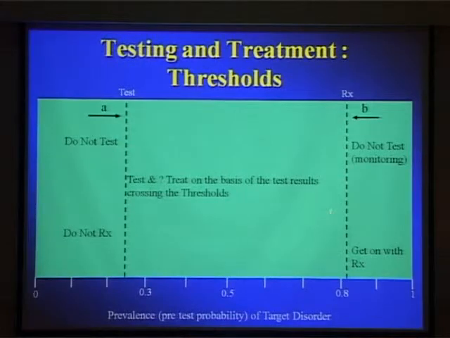Here, test and treat on the basis of the test result. This is where it is most important. You can cross the threshold on the right side or the left side.